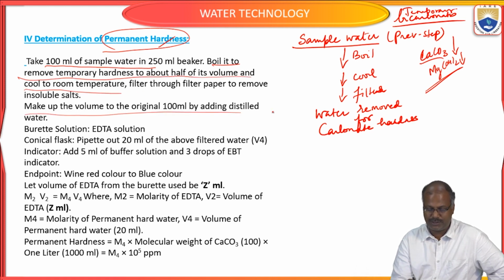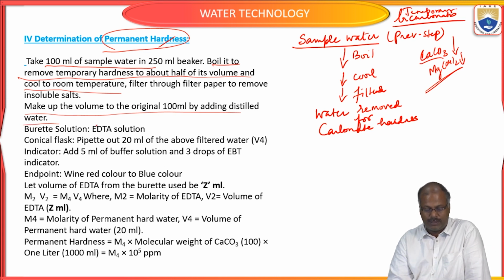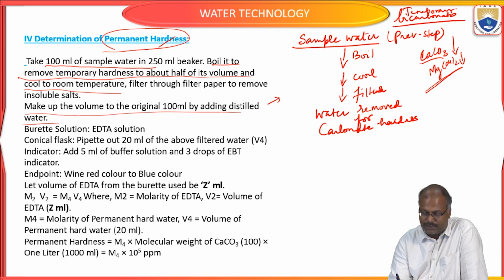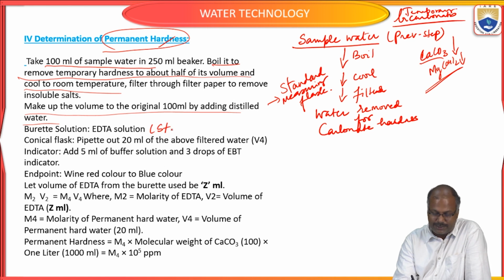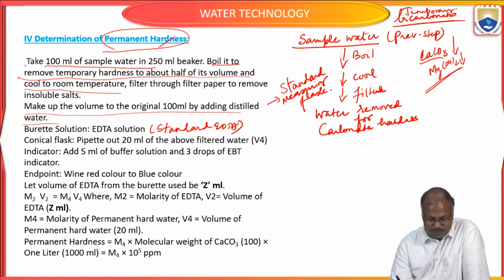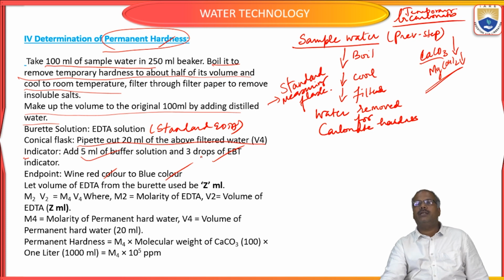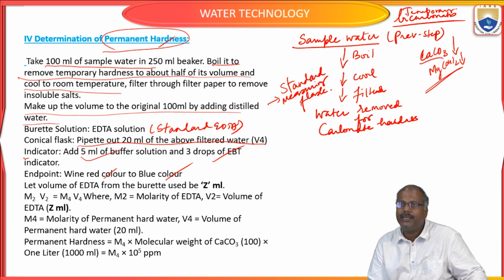Make up the volume of original water with distilled water. This makeup to the volume we will do in a standard measuring flask or volumetric flask, which I told in the previous slide. The burette solution again is standard EDTA solution, already standardized, whose strength is known. In a conical flask, we take 20 mL of the above filtered water, which is V4. 5 mL of buffer solution, 3 drops of EBT, we get wine red color. Titrate with EDTA solution until we get blue color. When blue color comes, you have to stop the titration because that is the end point.